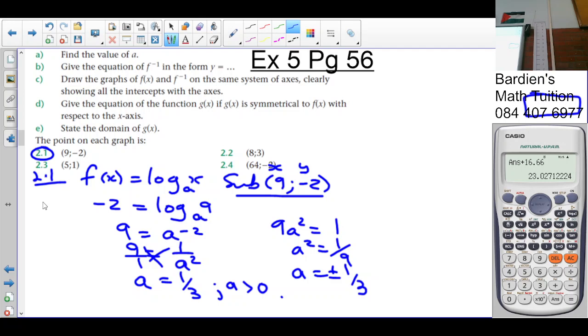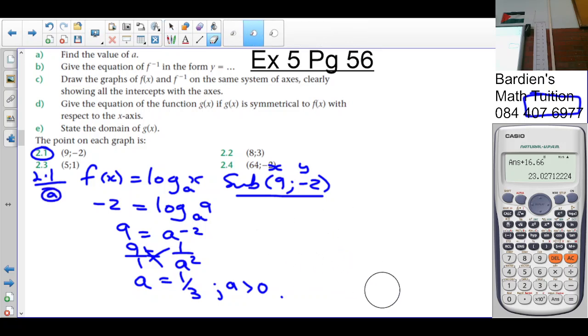Okay. You all got that? That is A. Let's look at B. B says, give the equation of the inverse function in that form. I'm sure you guys can do that now, no? So please do that quickly.